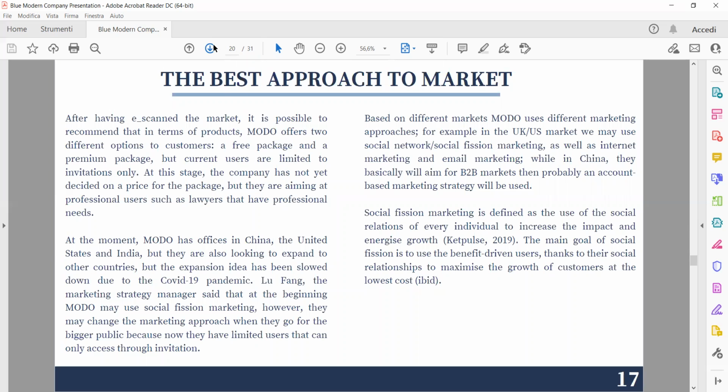Currently, MODO offers two different packages, but users are limited to invitation only, and so far they are aiming at professional users, such as lawyers that have professional needs. MODO, as said previously, is aiming to expand to Middle East countries, but this expansion has been slowed down due to the pandemic. The marketing strategy manager, Lu Fang, said that at the beginning, MODO may use social feature marketing, but they could change the marketing approach when they go for the bigger public. In different markets, they use different approaches. For example, in China, they aim at B2B markets, while in the UK or US, they could use social network and social feature marketing, where the main goal is to use the benefit-driven users, thanks to their social relationships, to maximize the growth of customers at the lowest cost.